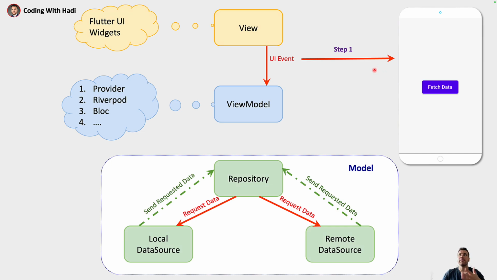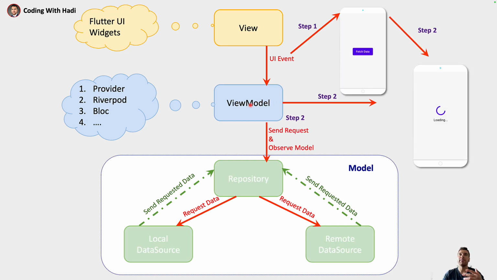Now, the first step is that the user will press on the fetch data button, let's say. Then once the user does this, we need to notify the view model. Now, the view model first updates the UI. We will show a progress indicator, let's say, instead of the button. Then it requests the data from the repository.